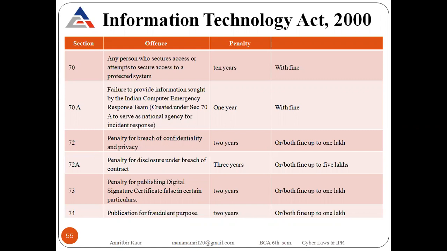Then section number 72A, penalty for disclosure in breach of contract. Then the penalty is 3 years imprisonment or fine up to 5 lakh, or it can be both.